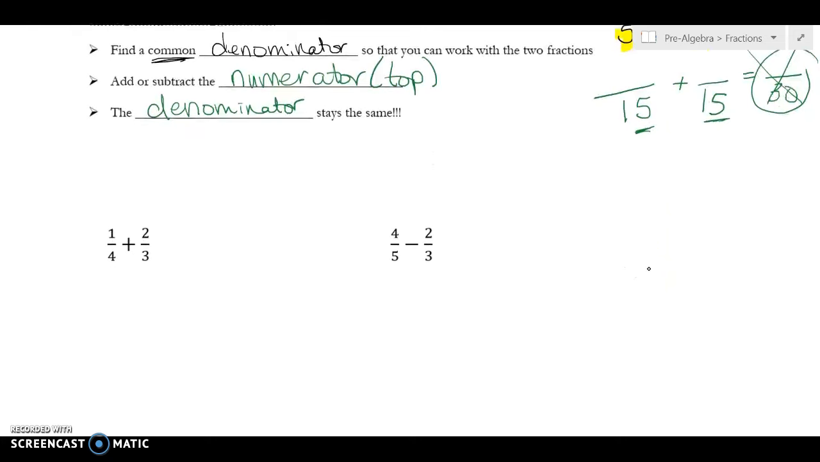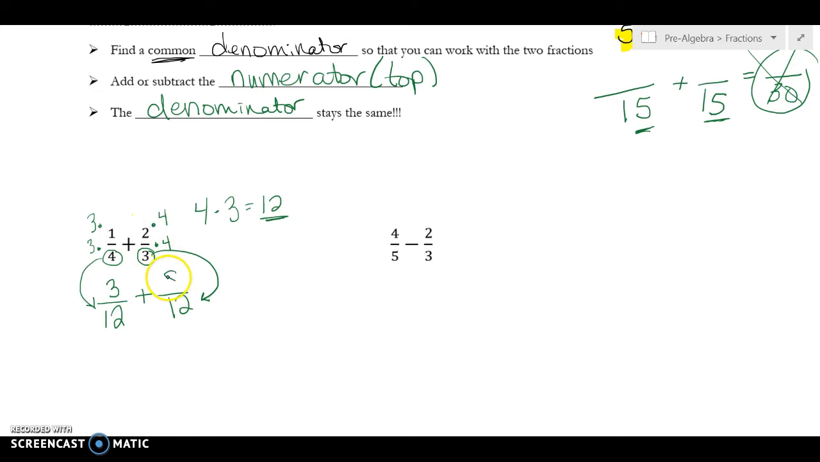Okay, so let's go ahead and do some problems. So the first one, I like to write them vertically, is 1/4 and 2/3. So I have to find a number that 3 and 4 both go into. And the smallest number I can think of is 12. And if you're ever not sure, you can multiply them, and that will always work. So to get from 4 to 12, I had to multiply by 3. So that means I have to multiply the top by 3. So 3 times 1 is 3. To get from 3 to 12, I had to multiply by 4. So remember, whatever you do to the bottom, you also do to the top. And so 2 times 4 is 8.